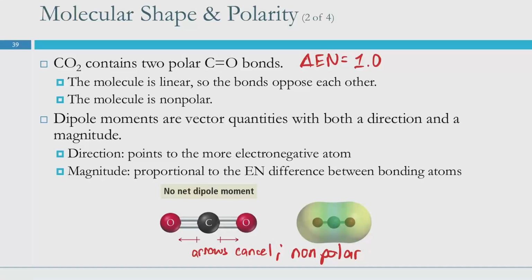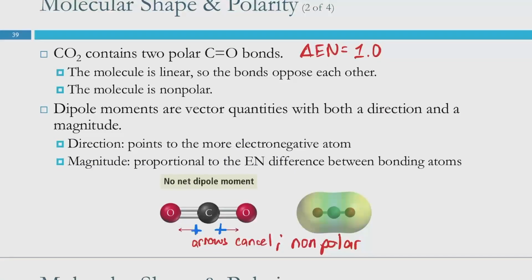So we've got 2 considerations when figuring out if things are polar. The first is the direction. The arrow points towards the more electronegative atom, and there's also this little plus sign that we put on the more positive side, the less electronegative atom. So we're pointing towards the negative side. There's also the magnitude, which is proportional to the electronegativity difference.